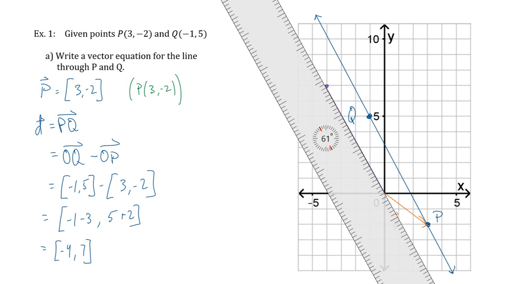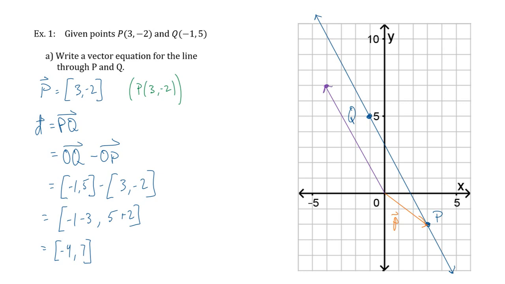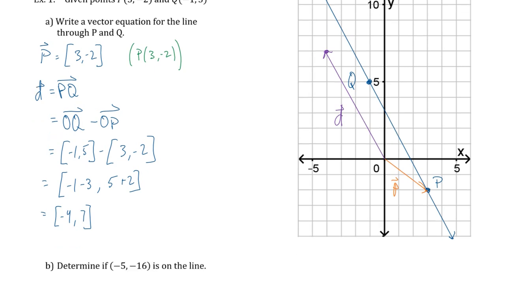And remember, vectors do not exist in a particular position in space. They exist anywhere. So even though we calculated P to Q like this, I can take that vector and move it over there, and now I've drawn it there. This is my direction vector D, which was P to Q. I've just moved it to a different place.